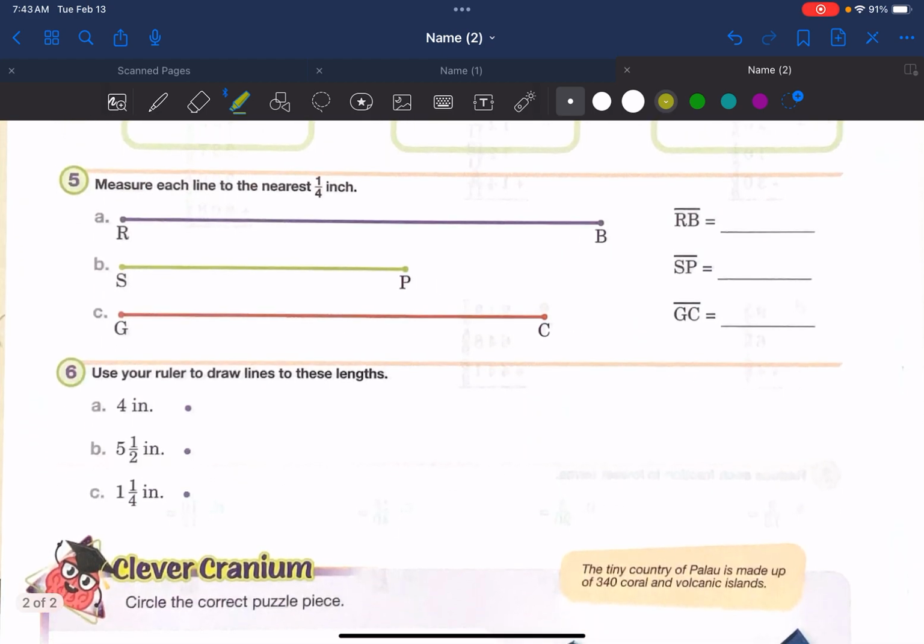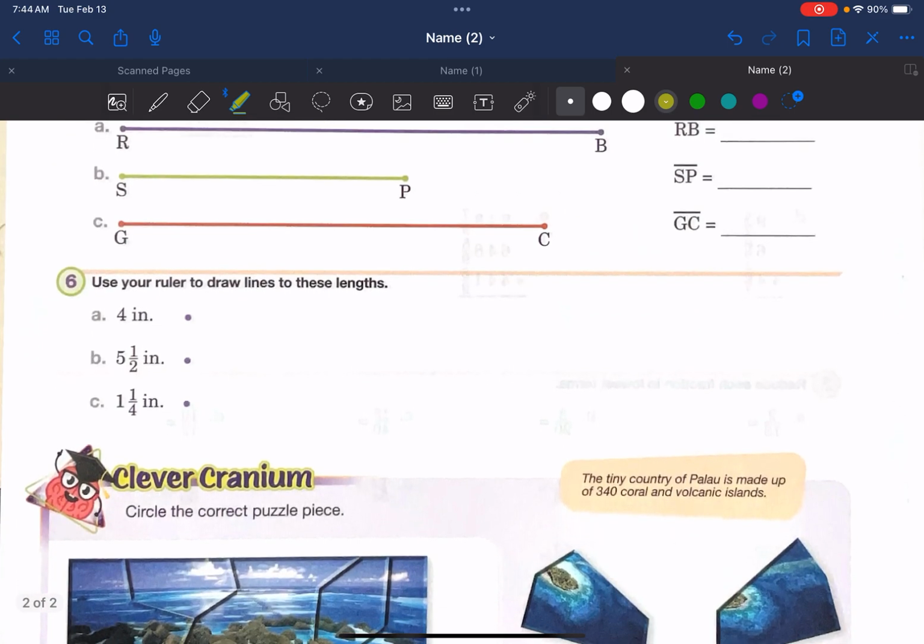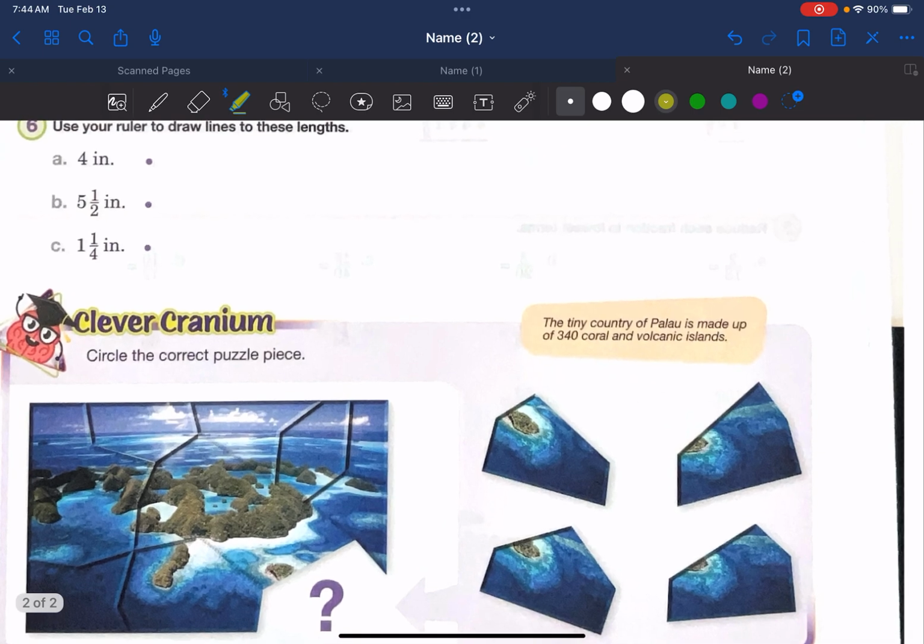All right, then practice measuring each line to the nearest 1/4 inch. So that means when you divide your ruler into 4ths. Now, a lot of your rulers have 8 spaces. So the 4ths will be the bigger lines. They're not as big as the halfway line, but they're also still bigger than each 1/8. And then it wants you to use your ruler to draw these lines. So 4 inches, 5 1/2, and 1 1/4. And then you have your clever cranium as bonus.